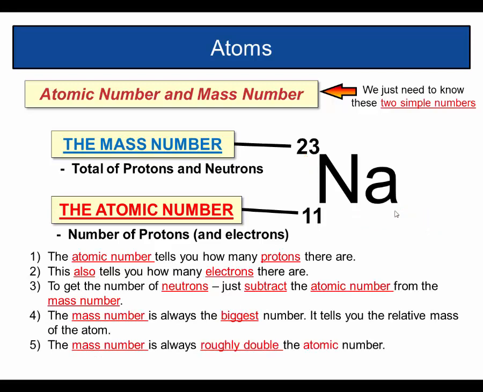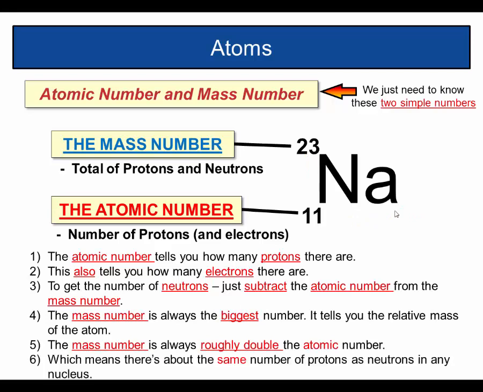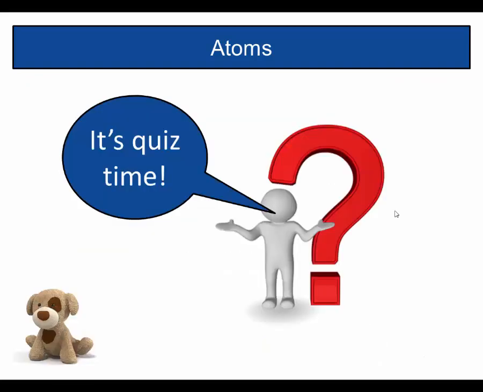In most cases the mass number is roughly double, so 23 is roughly double 11, isn't it? Which means that in most atoms there's about the same number of protons as neutrons, but they do differ, and that's for another story. So that is the end of the atom. There's a quiz now, so have a go and see how you get on.